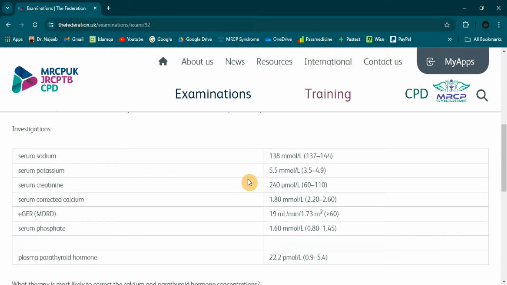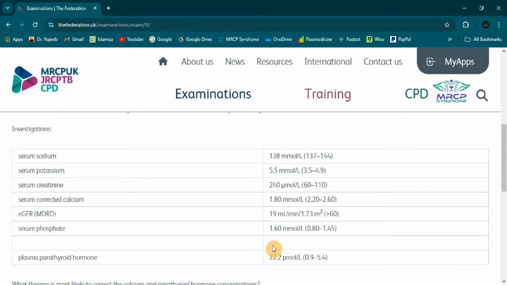disease. And if we analyze the key findings here, the patient is having an elevated plasma parathyroid hormone level of 22.2 picomole per liter, which is elevated. The patient is having features of hypocalcemia, and the patient is also having elevated serum creatinine and reduced eGFR, pointing towards advanced CKD.